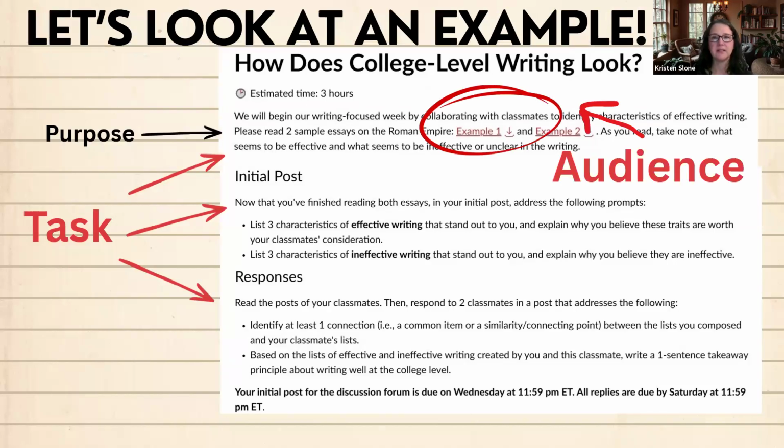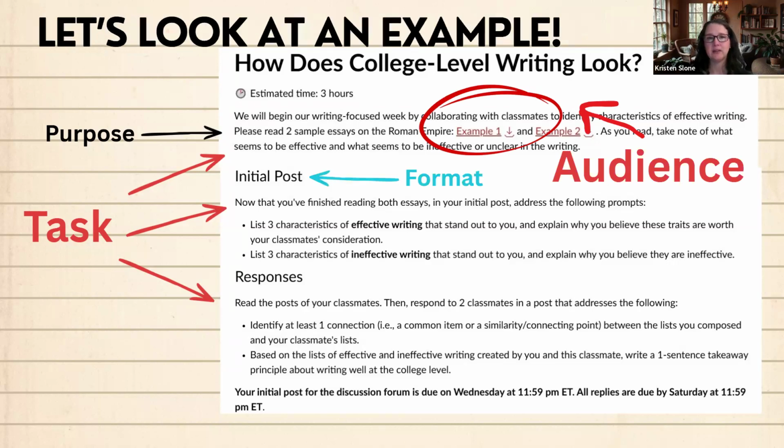All right. Who is my audience? Okay, you're collaborating with classmates. So this is kind of one of those examples where it's not going to say, your audience is your classmates. You just infer it because it says you're collaborating with classmates. It's a discussion post, okay?